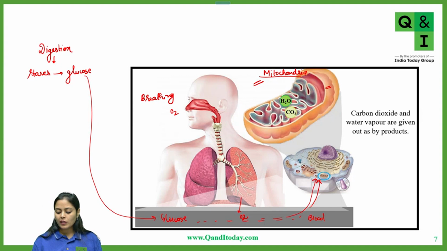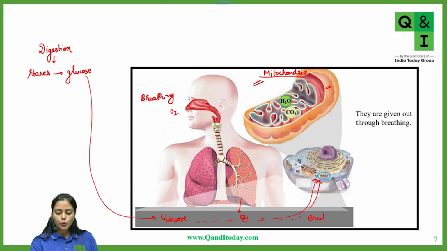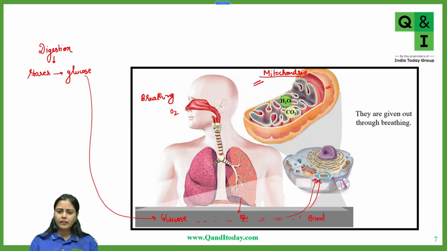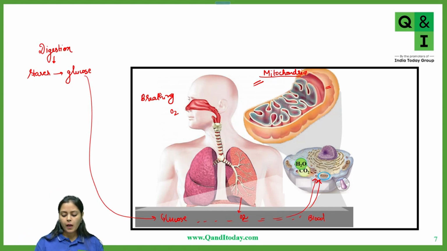Now these byproducts: water can be used by the cell for its various metabolic reactions, or in other ways water can be removed, whereas carbon dioxide will go to the cells again, then enter the blood through the lungs and be exhaled out. Some amount of water is also exhaled out in the form of vapors through our respiratory tracts.